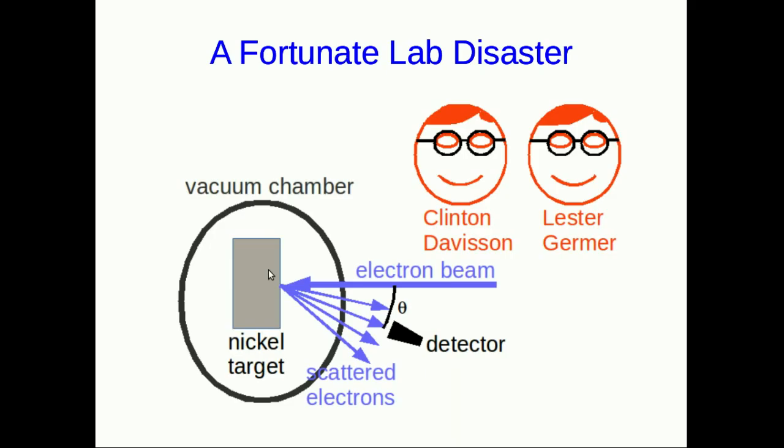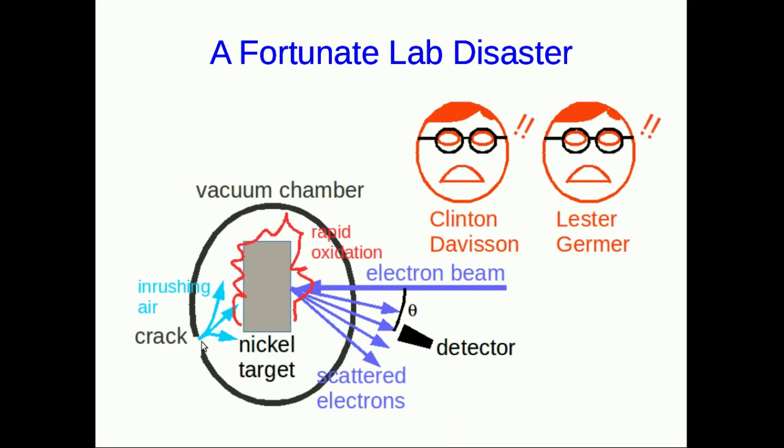And then disaster strikes. There's a crack in their vacuum chamber, and air rushes in. Because the electron beam has been hitting the nickel target, it's very hot, and its surface rapidly oxidizes, and so their sample is spoiled.